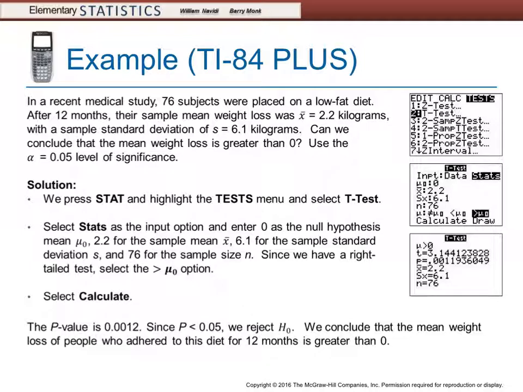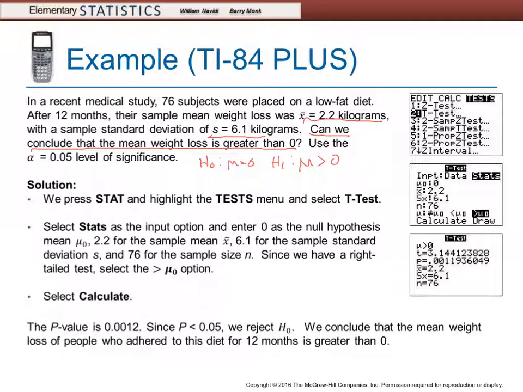So in our previous study of 76 subjects that were placed on the low-fat diet, we found that X bar was 2.2 kilograms, S was 6.1 kilograms, and the question was, can we conclude that the mean weight loss is greater than 0? So now we can set up our hypothesis test right away. H naught is mu is equal to 0. H1 is mu greater than 0.